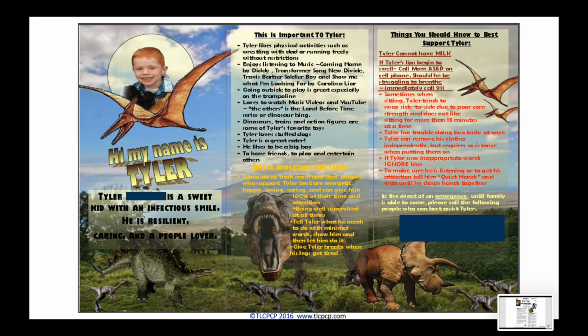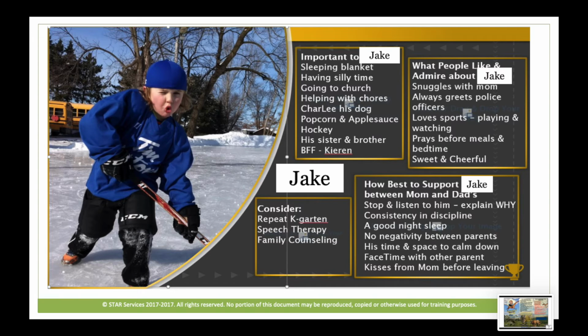And this is Tyler. Tyler and his family got involved in creating this description. And can you guess what's one thing that's very important to Tyler? You're right, if you've guessed dinosaurs. And this is Jake. Jake's dad had recently moved out of Jake's home, and Jake was really struggling. He needed a lot of support and positives in his life. So this was created so his teacher could better understand who Jake is and how to best support him at school.